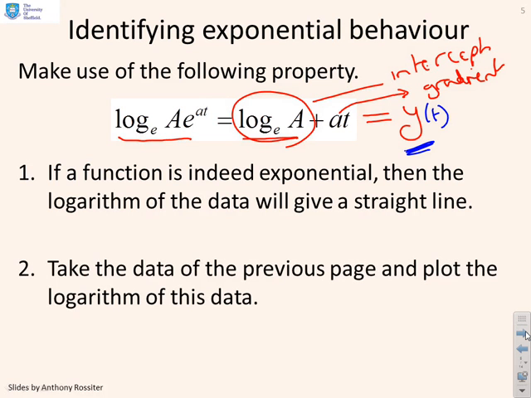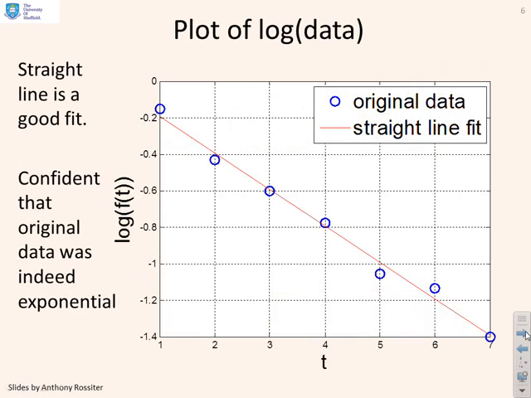So what we're going to do is take the data of the previous page and plot the log of this data. Now, just as a summary, if y is less than 0, it's negative, then you need to plot log of the modulus of y. I'm not going to dwell on that level of detail, but you can't do log of a negative number. So here we've done it. We've taken the data from the previous page, and I've essentially just taken the log of that data and plotted it, and that's given me these blue points here.